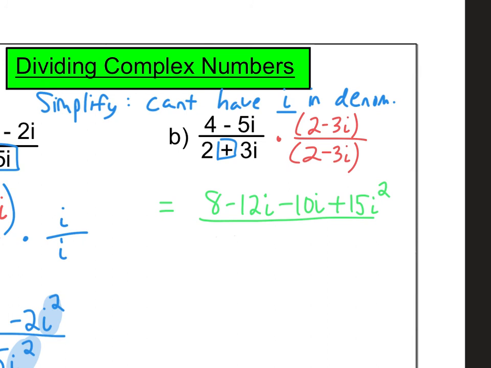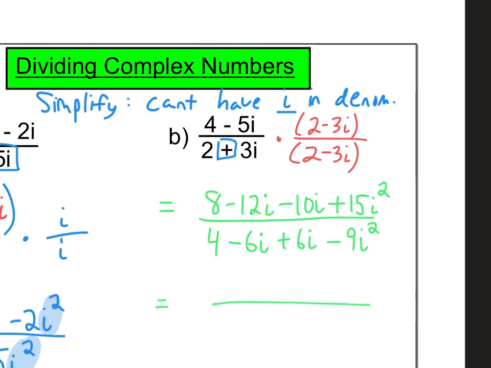The denominator, let's FOIL that out as well. 2 times 2 is 4. We're going to have 2 times minus 3i, so we're going to have a minus 6i. And then we'll have a plus 6i. Remember, those always cancel out. And then we'll have a minus 9i squared.